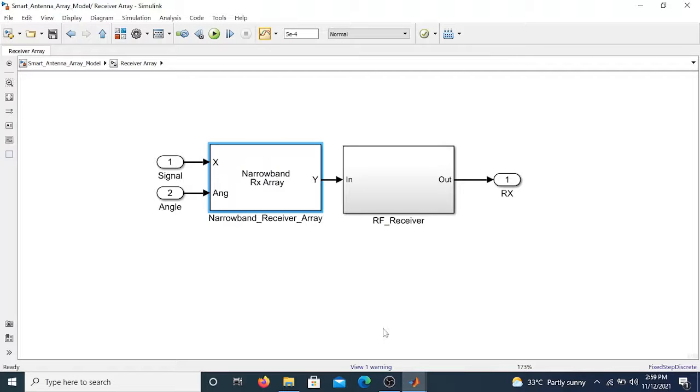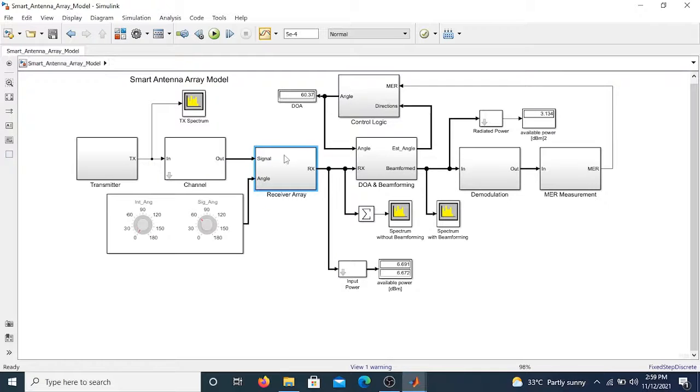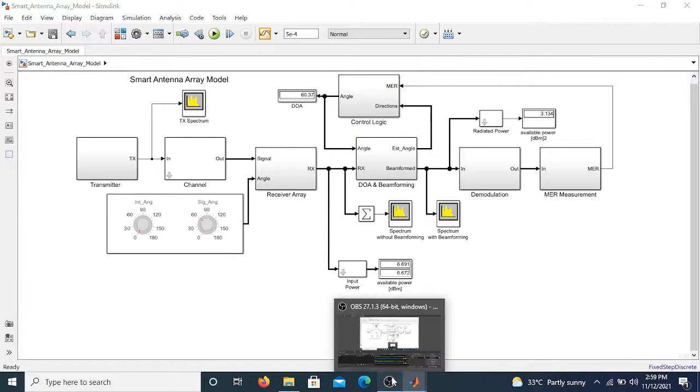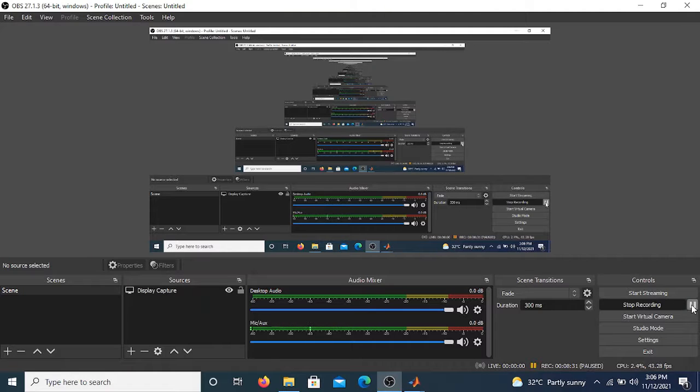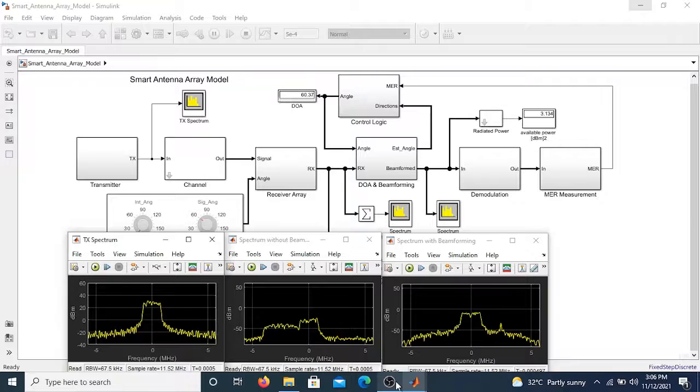Once the setting up of the uniform linear array parameters has been finalized, run the simulation and observe the results. From the simulation results obtained, we can now observe the properties of the array on the frequency spectrums.